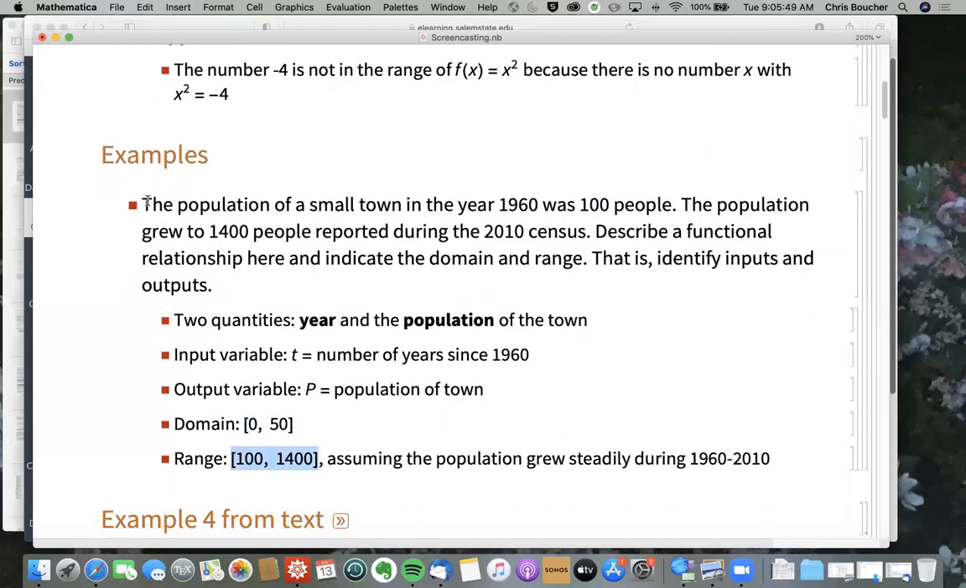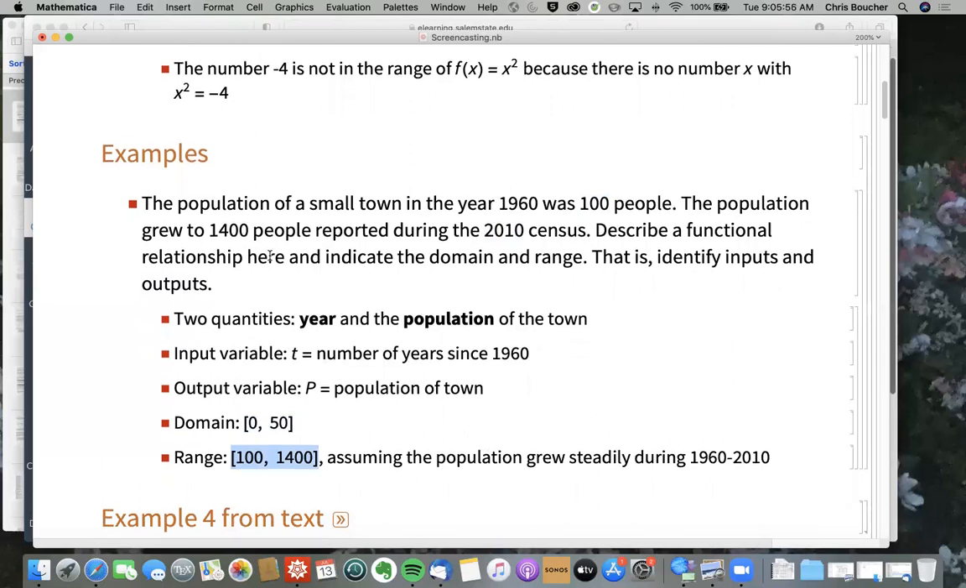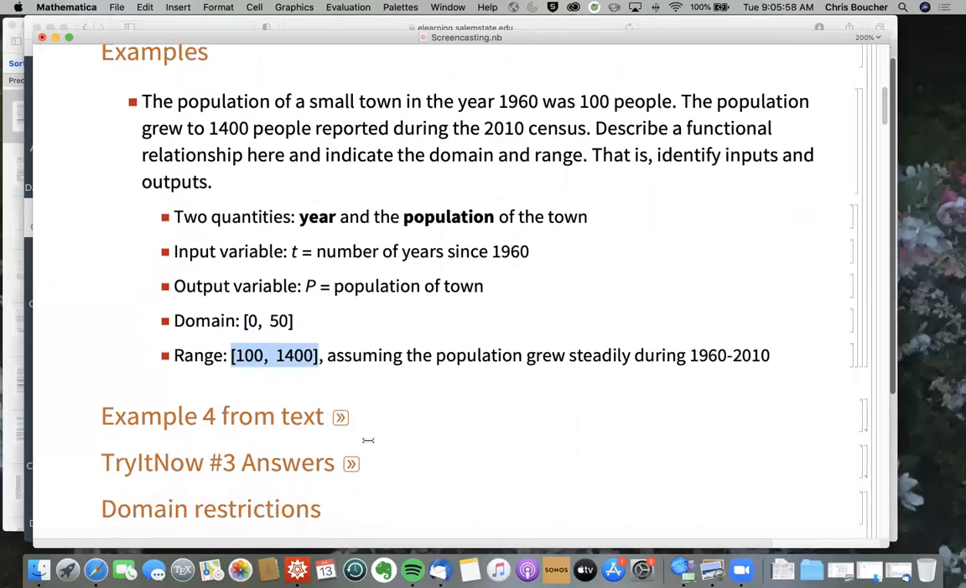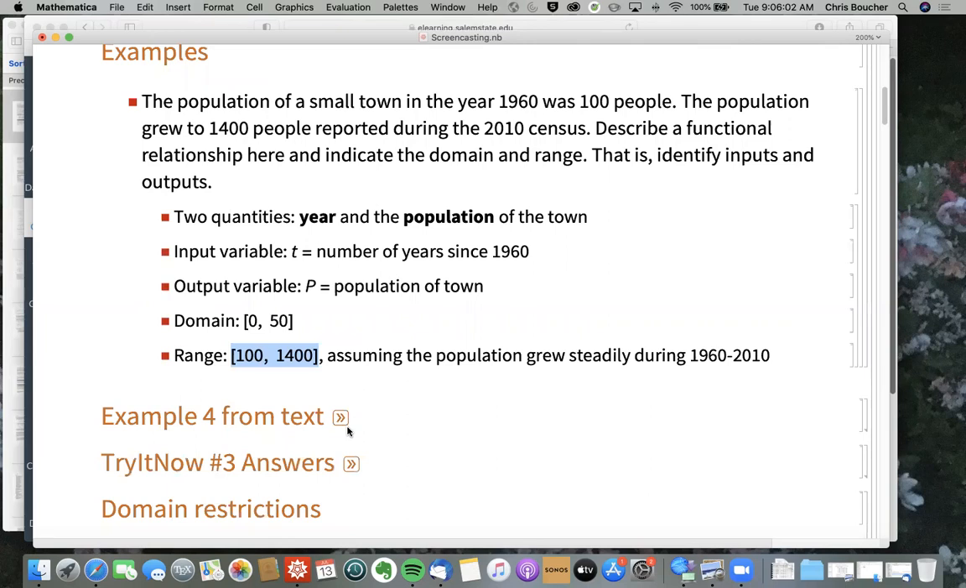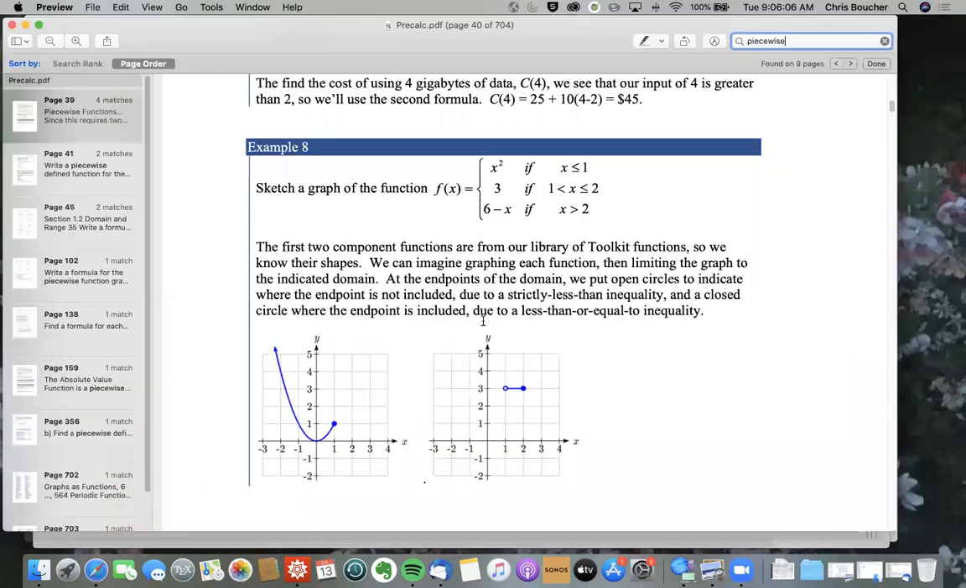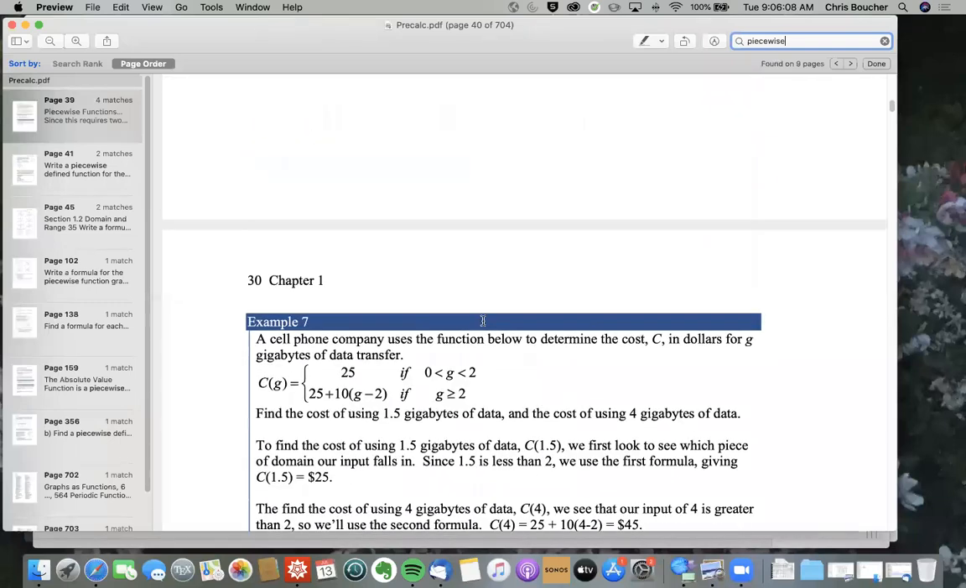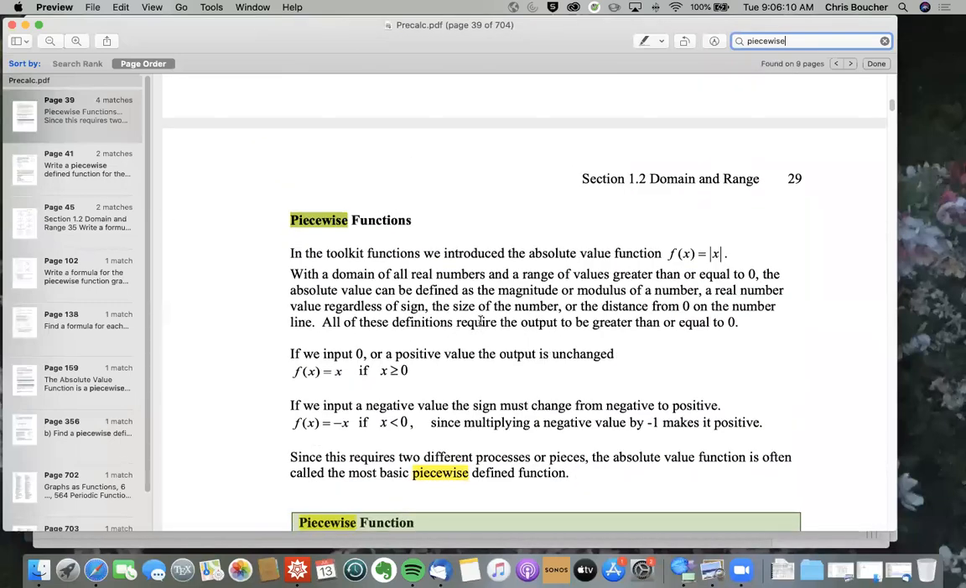So one way that domains and ranges can be restricted or determined is based on the context of the problem and what the variables mean. Let's look at a couple of other examples. Let's find this one in the text. So example 4, I'm pulling from the textbook. It is, where is it?